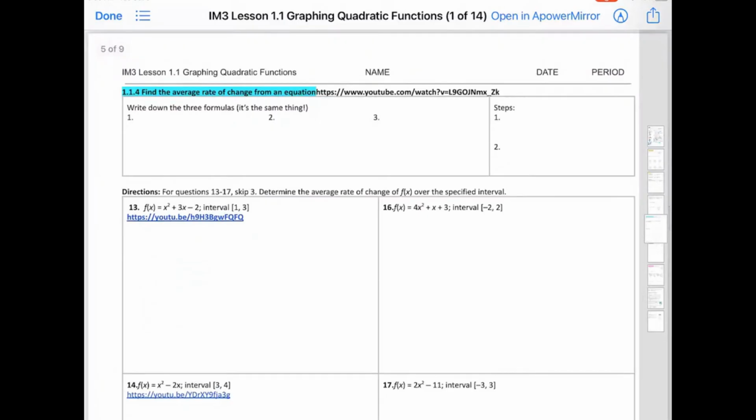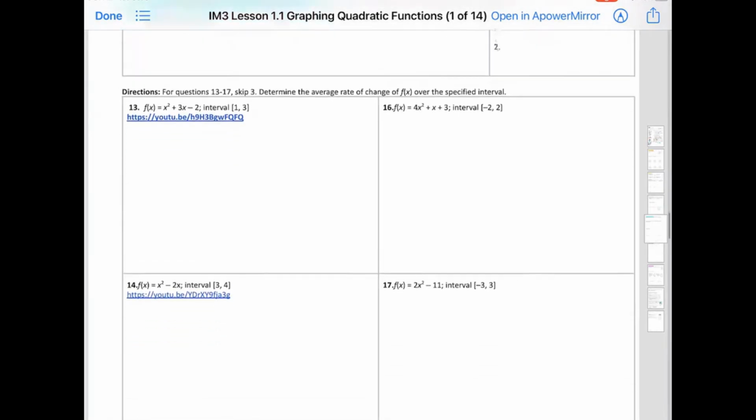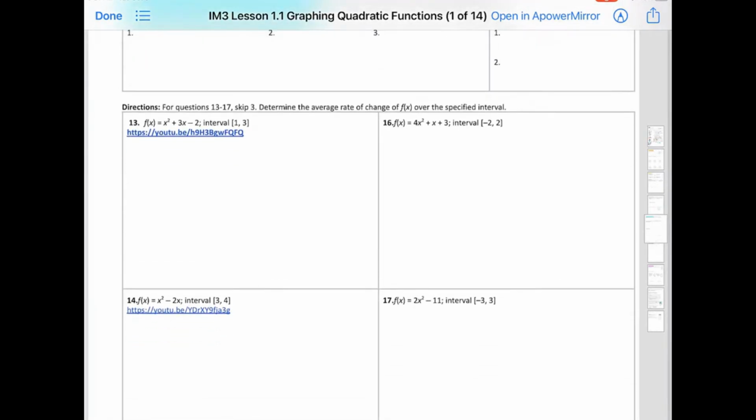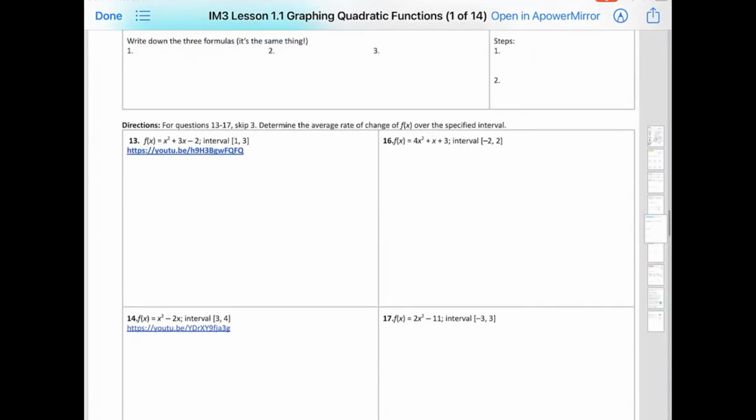Let's talk about the average rate of change. And this is going to be from an older video, and you just write down these 3 different formulas you're going to see on the screen, and then the 2 steps. And then we'll try some examples below. I want you guys to follow along and do question number 13, and then after that I want you to just do 2 of the problems.